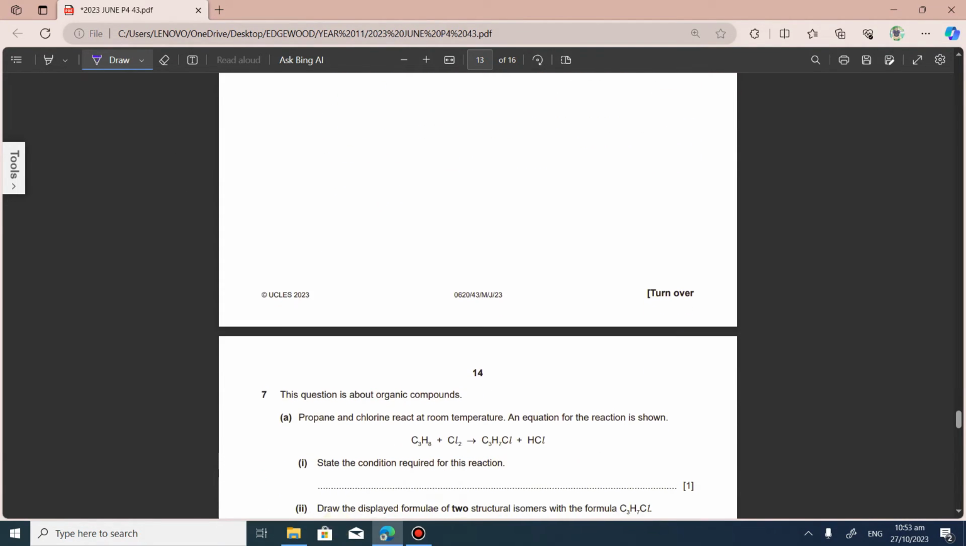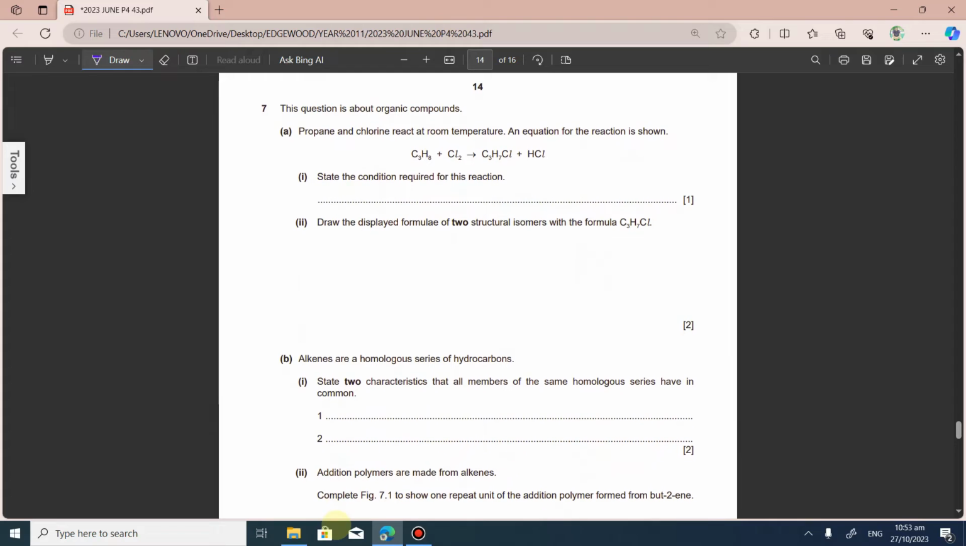All right, so moving forward, this is the last question now, question 7. This question is about organic compounds. So this is always organic chemistry zone. Now, propane and chlorine react at room temperature, and an equation for the reaction is shown. So this is an example of a substitution reaction. And like I said earlier, the condition required for this reaction is ultraviolet light. Okay, ultraviolet light. So we need ultraviolet light for this reaction to go through because it's a photochemical reaction.